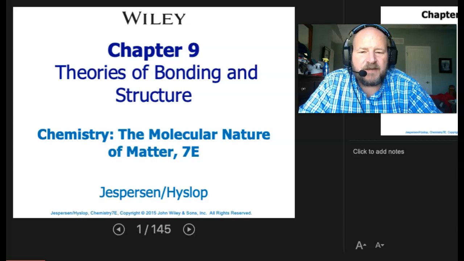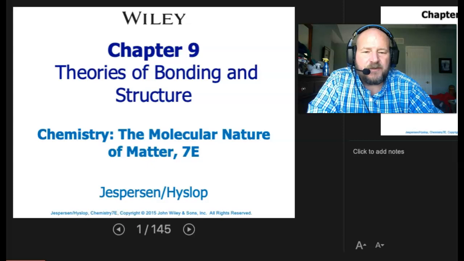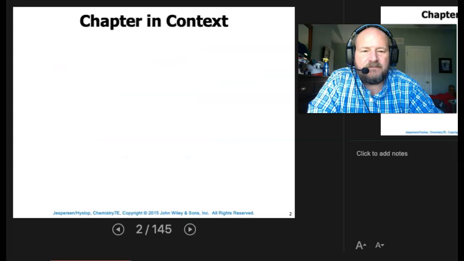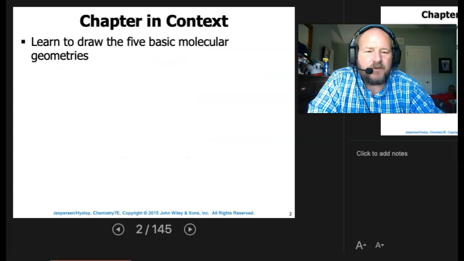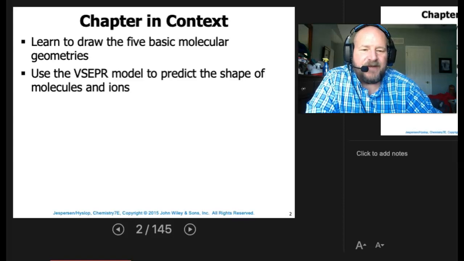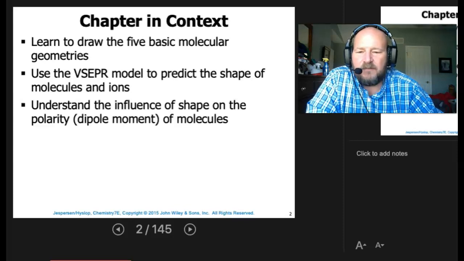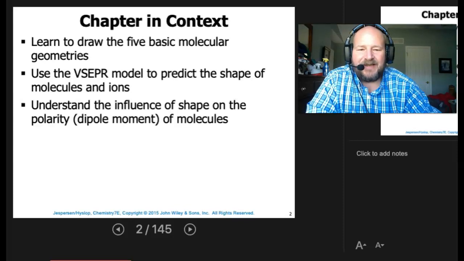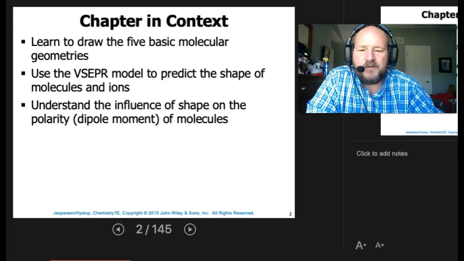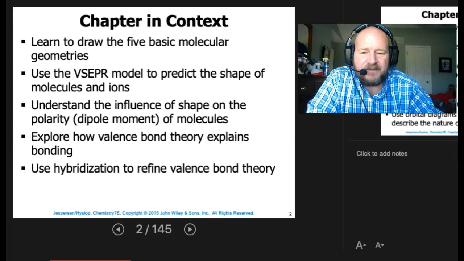Chapter 9, Segment 1, Theories of Bonding and Structure. So in essence, we're going to be looking at more ways of looking at bonding. In this chapter, we're going to look at how to draw the 5 basic molecular geometries, look at VSEPR, and how to use the VSEPR model to predict the shape of molecules and ions. We'll understand the influence of shape on polarity, so we'll talk about dipole moment some more. And then we'll explore how valence bond theory explains bonding.